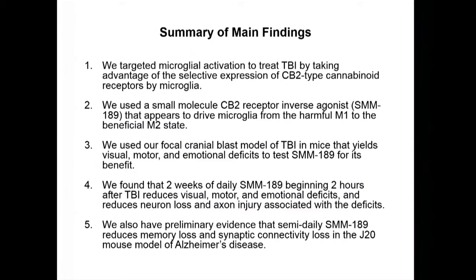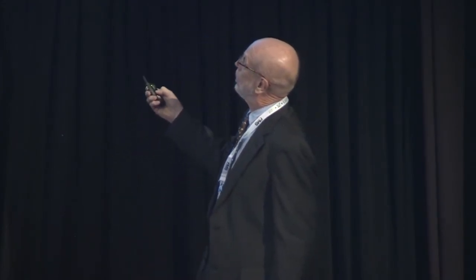Microglia become activated in traumatic brain injury. They perpetuate and exacerbate the harm that's done. And so by targeting them, we hope to improve the outcomes from TBI. Now, microglia make a lot of CB2 receptors, as it turns out. So that makes them easy to target with CB2 drugs.